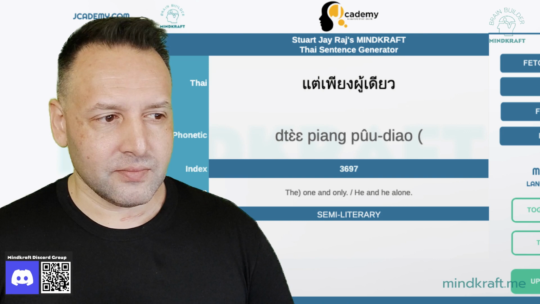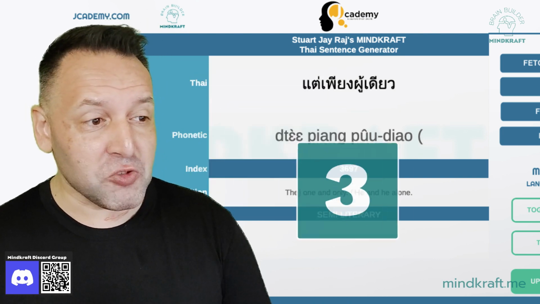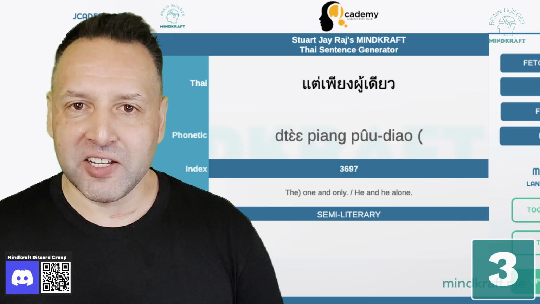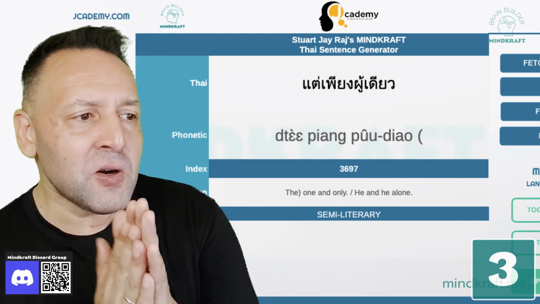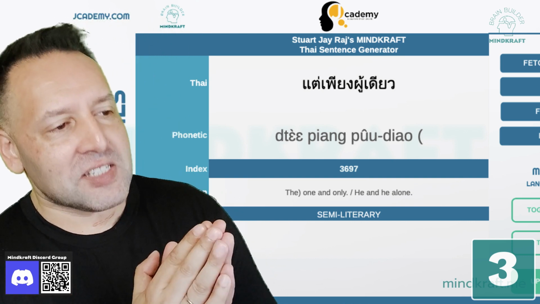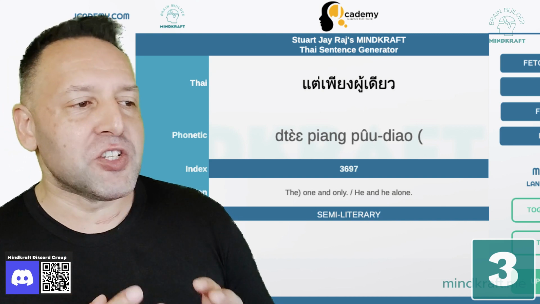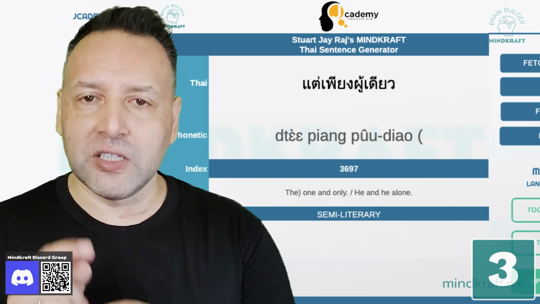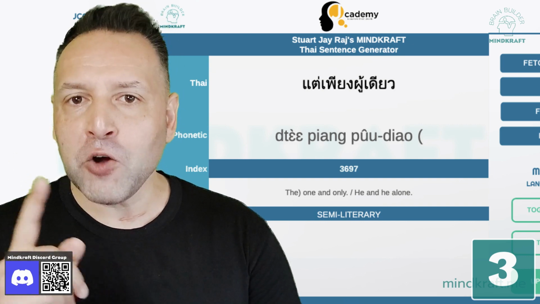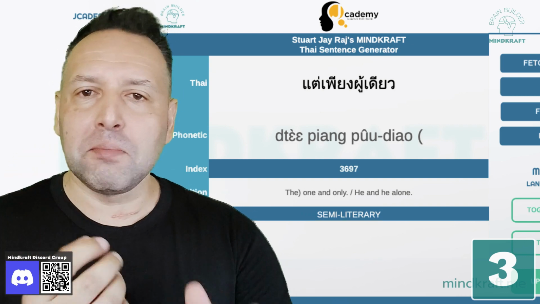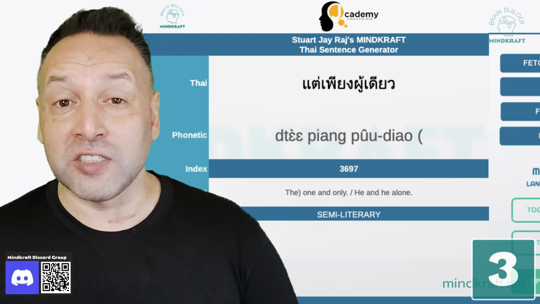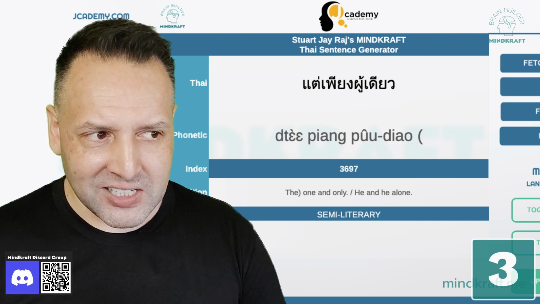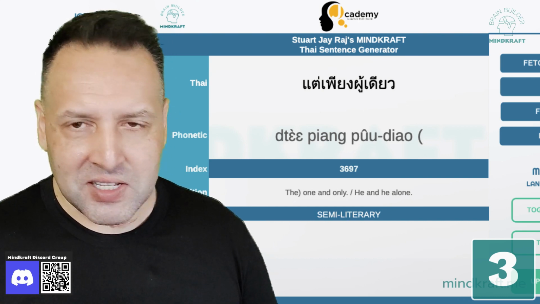Next sentence. Sentence 3697, let's see what it says. Ta piang pu diao. Oh, this sounds like a song. Okay, so there's some interesting language going on here. A lot of learners of Thai, they will learn the word only as thao nan, and they will use that in many different contexts, or all the contexts where you get only happening in English. And the reality is that Thais don't say stuff like that.